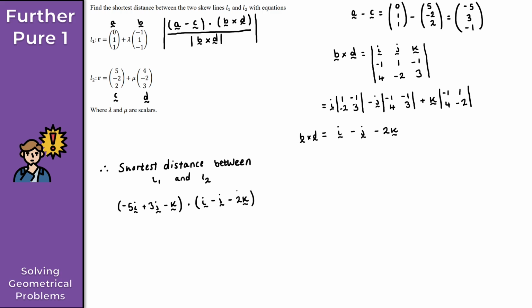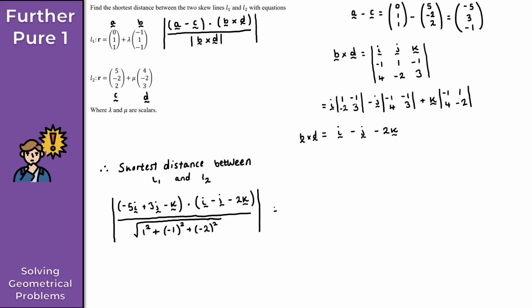And this is all over then the magnitude. It's all over the magnitude of this vector here. Okay, so it's all over the square root then of the following. I'm going to get 1 squared plus -1 squared plus -2 squared. Okay, like so there. And don't forget then we take the modulus of this full expression.